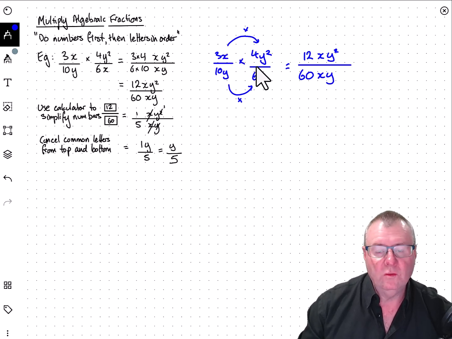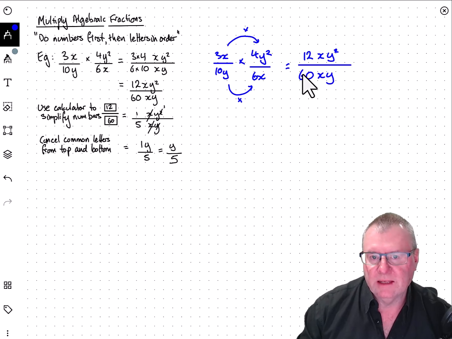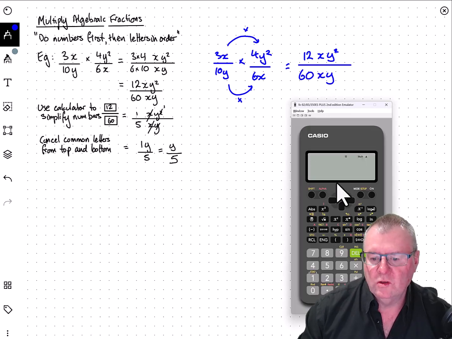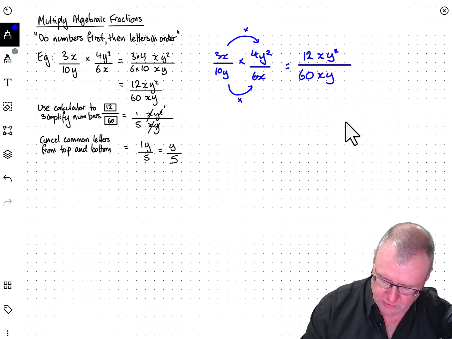First of all, we're going to see if these numbers simplify, the 12 over 60. So let's pull up a calculator, and I'm going to show you we can use the calculator's fraction feature to actually do our simplification for us. Okay, I've got a 12 over 60. If I create that in the calculator, just focusing on these numbers first, it simplifies down to 1 over 5. So I could rewrite that now as 1 over 5.